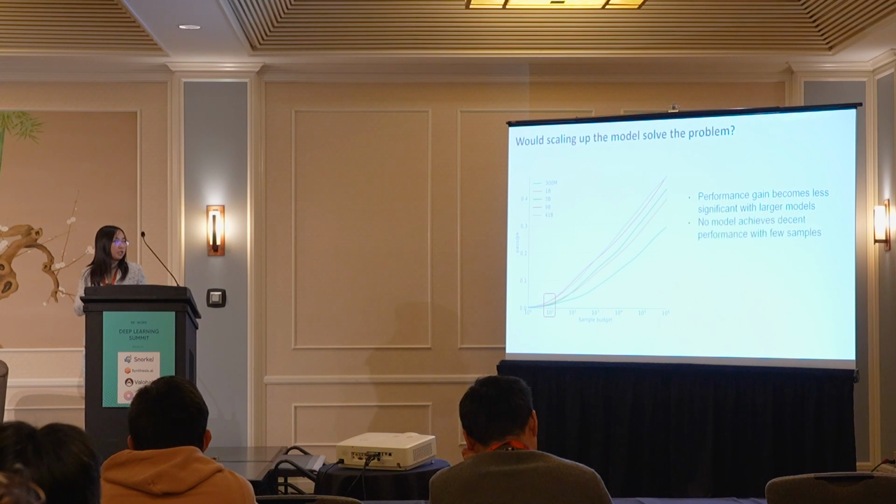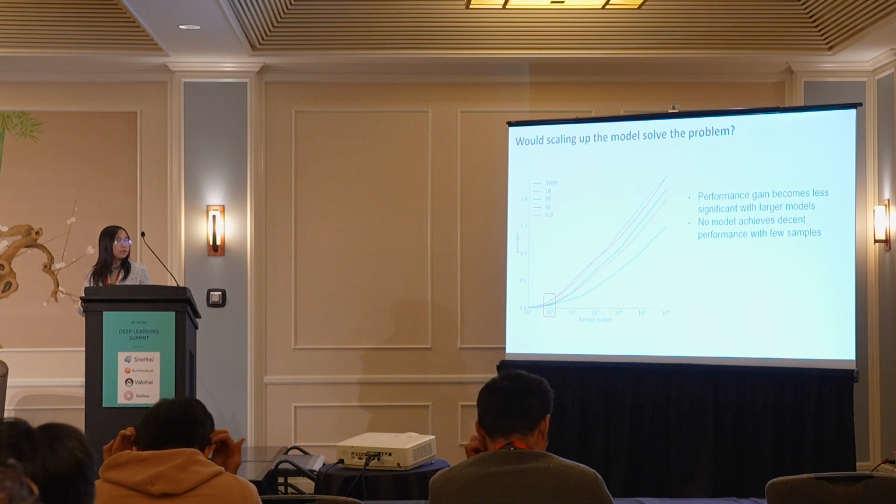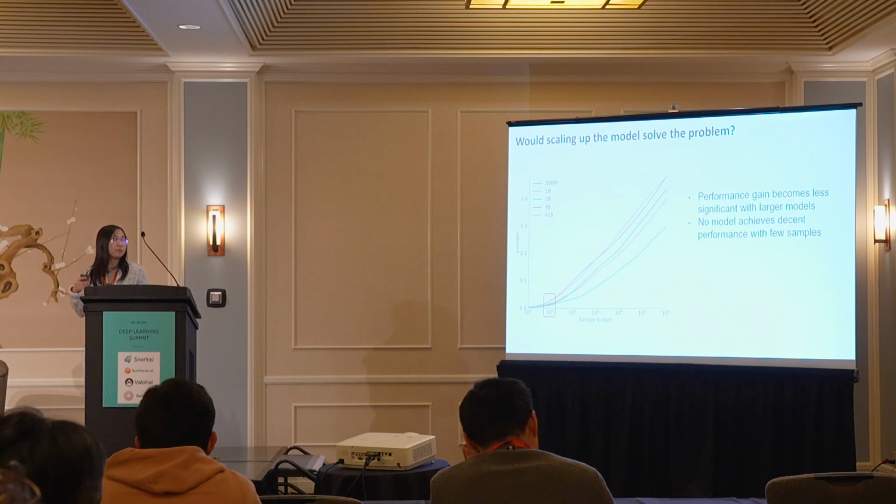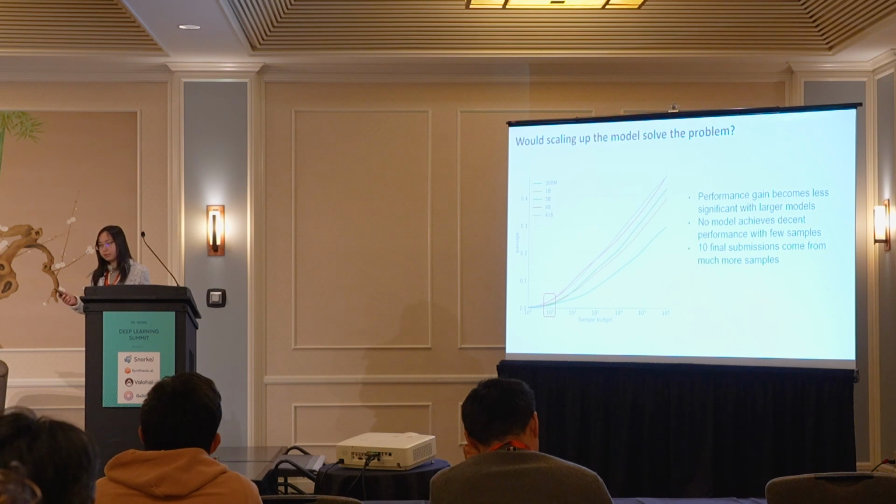In particular, if we focus on this data point, where all the models are only allowed to generate 10 programs, then actually no model achieves decent performance with such a few samples. This means that the 10 final submissions actually come from many more initial samples from the model. And in practice, we ask the model to sample 1 million programs per problem.